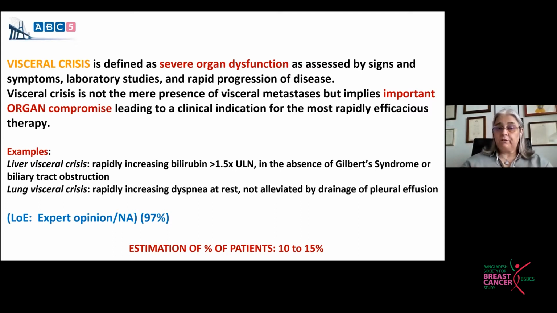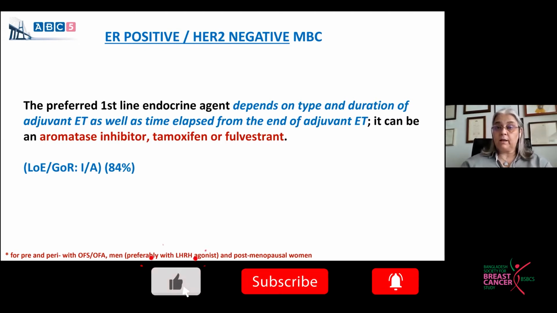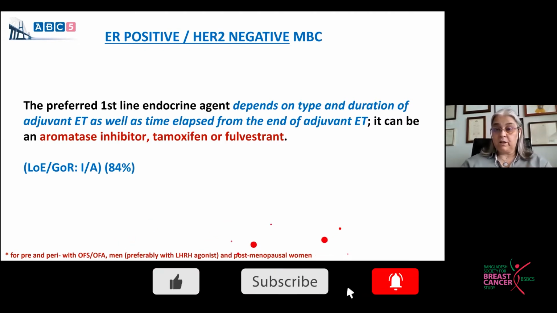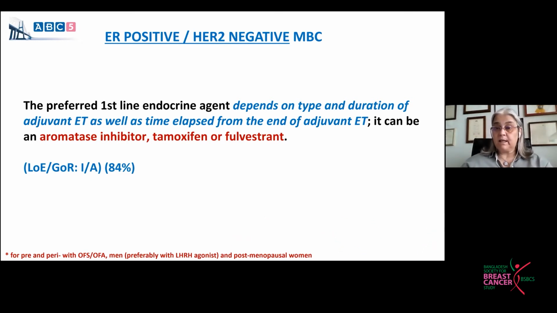So how do we choose the endocrine agent? The most important factor for the breast cancers that are not de novo, that are recurrent, is what have you used in the adjuvant setting and for how long. So let's say that you take someone who has been on an aromatase inhibitor for 5 years. My preferred first agent at relapse is not an aromatase inhibitor. It will be either tamoxifen or fulvestrant. But for someone who has received tamoxifen, first option is an aromatase inhibitor.